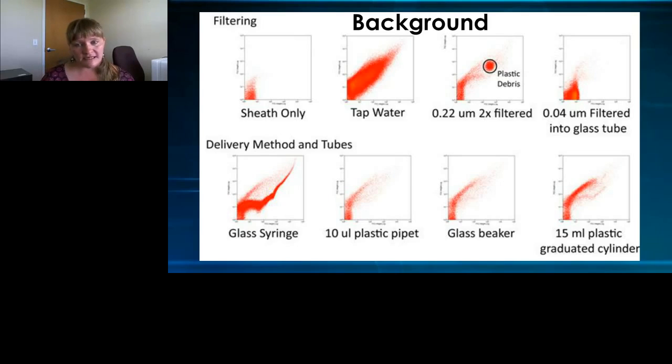There's some with plastic debris. And then we have the sample media filtered into a glass tube. As you can see, the only one that provides close or near to sheath level is the filter into a glass tube. It's also very important to pay attention to what type of delivery method you're using, either a glass syringe, a plastic pipette, a glass beaker, or even a graduated cylinder.